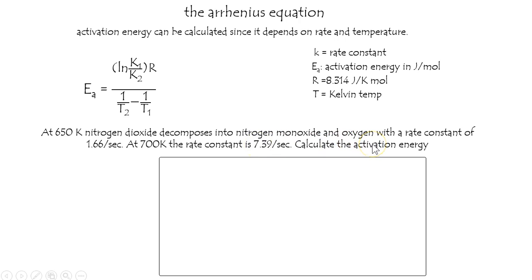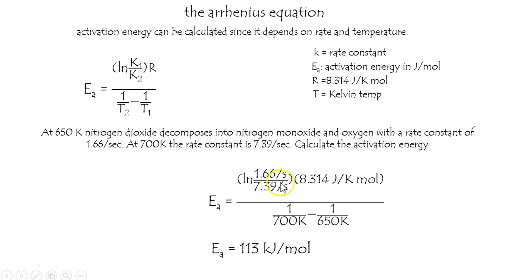Find the activation energy. Well, we've got everything. We've got K1, we've got K2, we've got R even. Let's plug in and find out what happens. Plugging in those two numbers and those two temperatures and solving finds that the activation energy here is 113,000 joules per mole, which we've simply converted to 113 kilojoules per mole since 1,000 joules equals a kilojoule. That's an introduction to the Arrhenius equation.